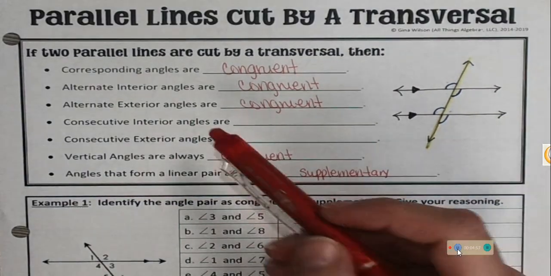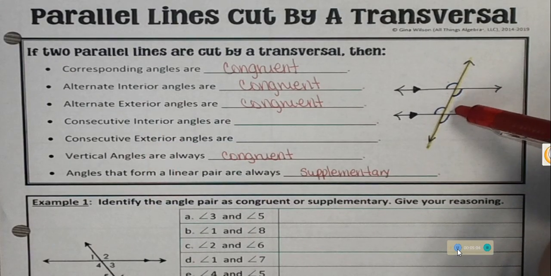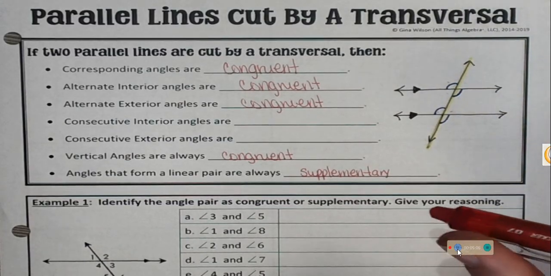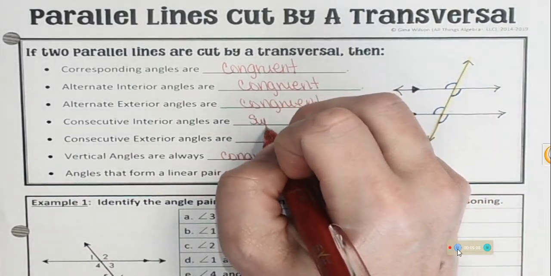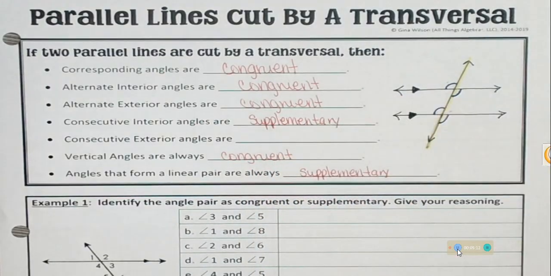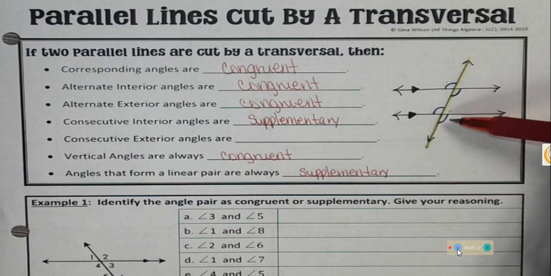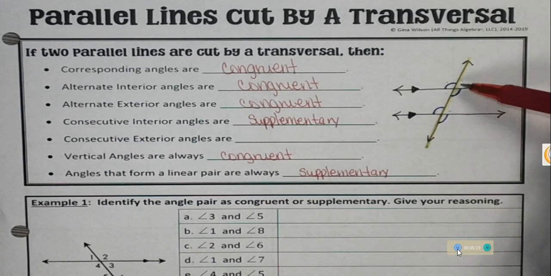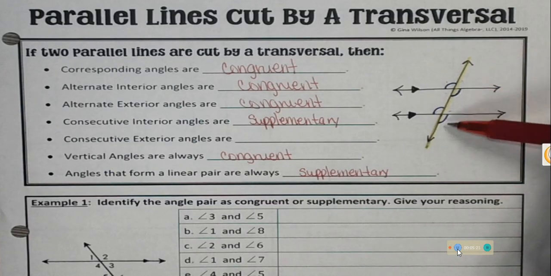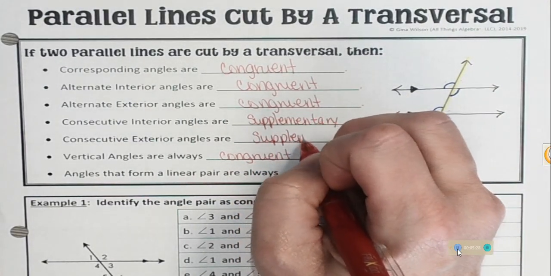All right? Consecutive interior. These two, same side interior, they are not congruent, but a marked and an unmarked make 180 degrees, so they are supplementary. Find a set of consecutive exterior. Consecutive means same side exterior. These are consecutive exterior. They are not congruent because they're not marked congruent. But one that's marked and one that's not make a straight line. They are supplementary.